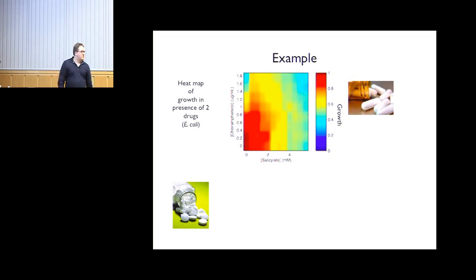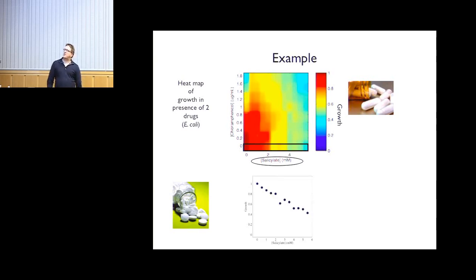On the y-axis is chloramphenicol. This is an antibiotic, also one that you can at least orally give to humans, so MDs will know. And this is growth of E. coli in the presence of these two drugs. And what you'll notice here, even in this simple example, you see kind of cool behavior. So what you'll notice is, if you just walk along this axis, so you say no chloramphenicol, and I'm just going to slowly increase the amount of salicylate or aspirin, what happens is the growth decreases monotonically, right?